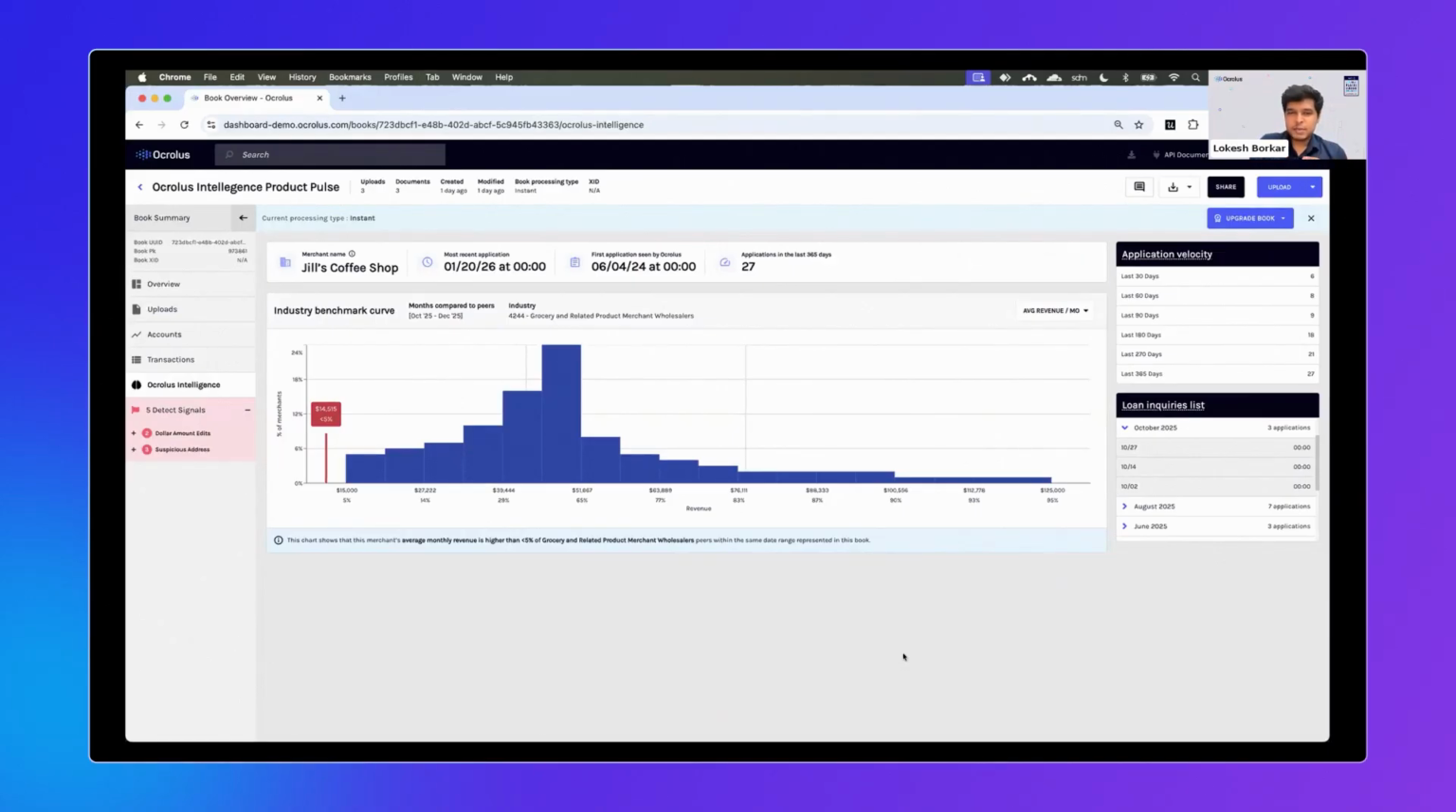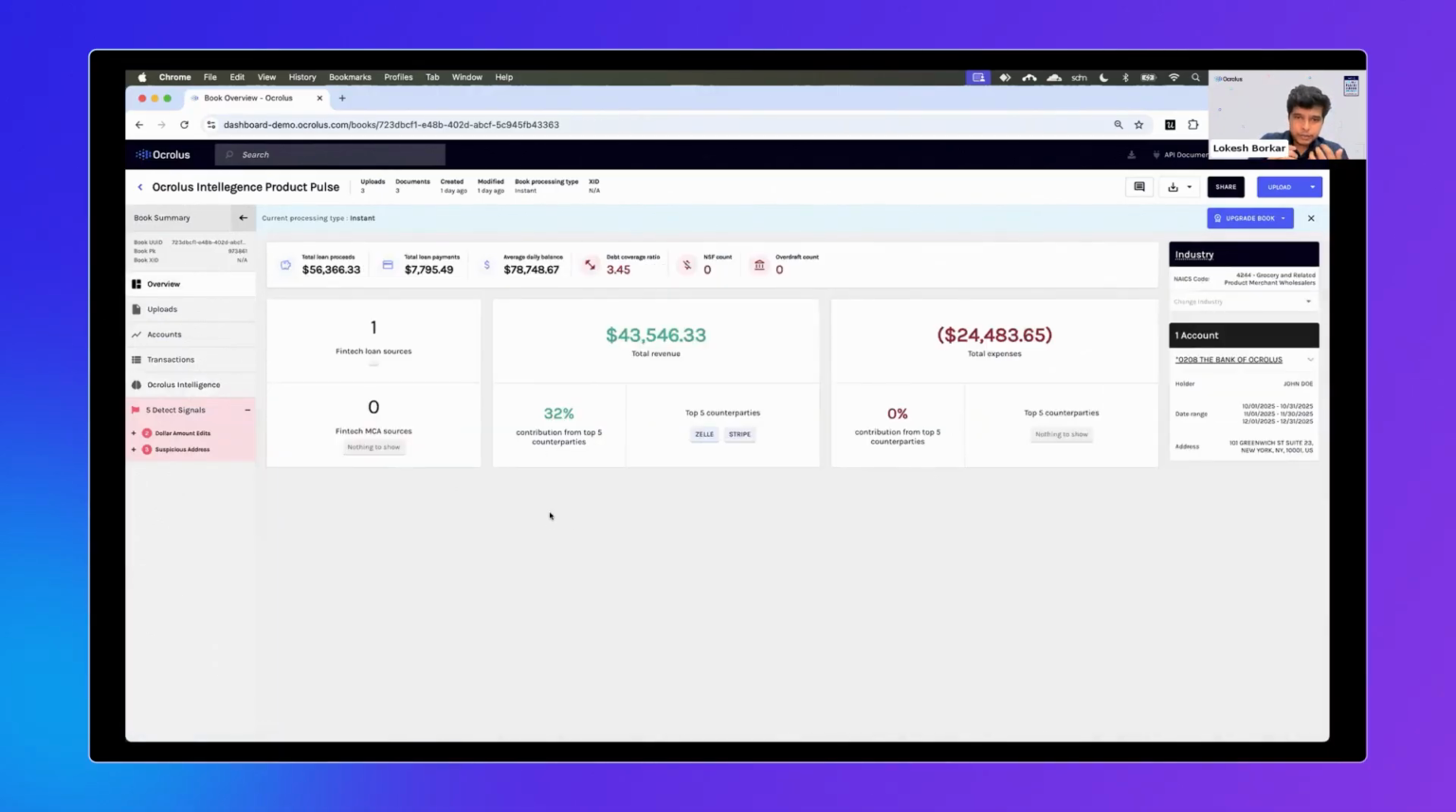With that behavioral context in place, I'll quickly move into benchmarking as well, which helps add industry context to financials. So I'll go back to the overview page and I'll pretend that I'm underwriting this particular merchant, right? So I'm looking at about $43,000 worth of revenue and 25,000 worth of expenses. On its own, I'm not really sure is this a good or bad type of business. It's a bit of gray area to be very honest right now. Let's go to under Oculus Intelligence and try to get more context around these numbers.